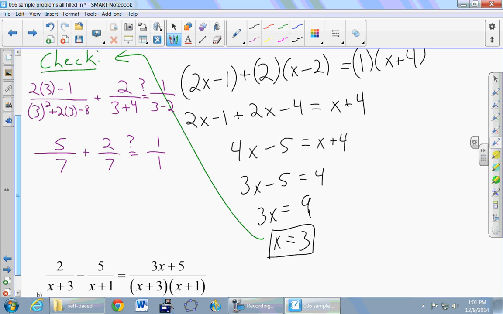This looks good because 5 sevenths plus 2 sevenths is 7 sevenths, and then 1 over 1 is 1, and so x equals 3 actually works. So that is our solution.